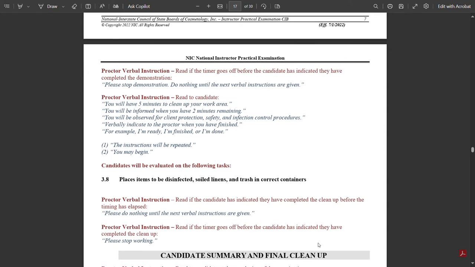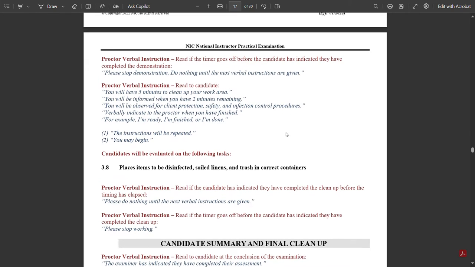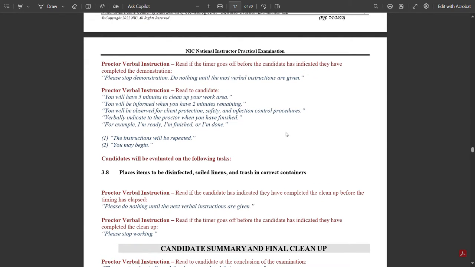Now, this is also different than the exam in years past because they used to just read you the instructions when you were done. You could just throw everything in your bag and get going. Now they want to make sure that you actually do put everything in its proper containers. So you will have 5 minutes to clean up your work area. You will be informed when you have 2 minutes remaining.